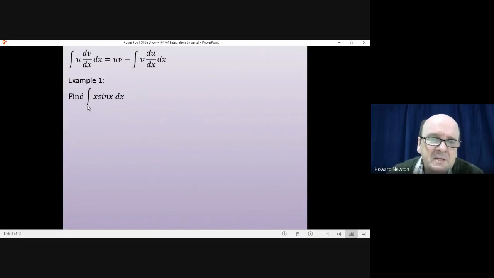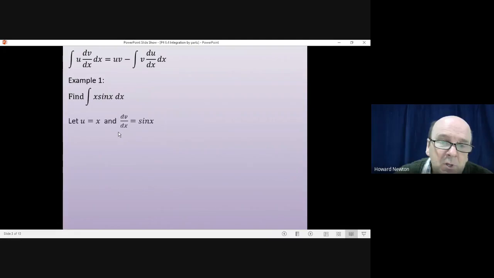So we've been asked to find the integral of x sine x dx. Now questions, normally you will have to choose which of these two things is u and which of them is dv by dx. They won't tell you that in the exam. Now what we're going to do on this question is we're going to let u equal x and dv by dx equals sine x, but they don't have to be in the right order. It could have been the other way round.